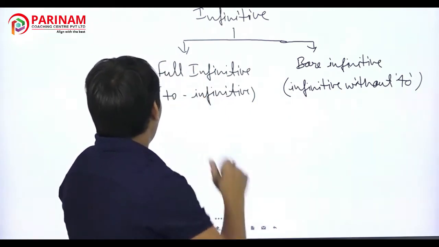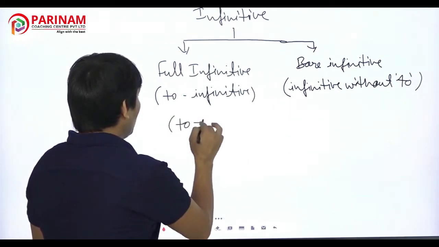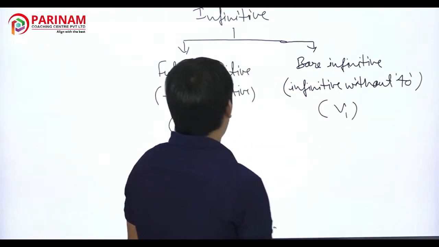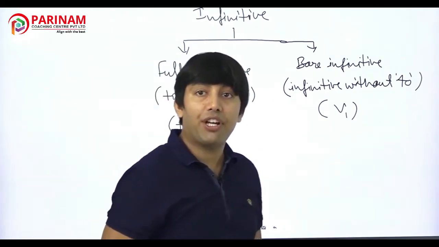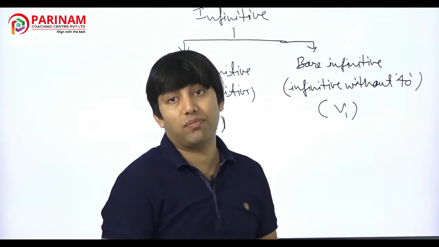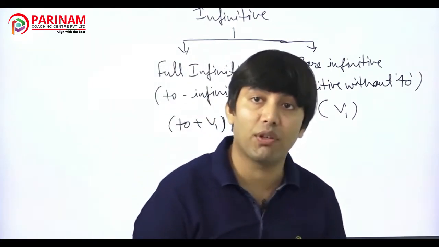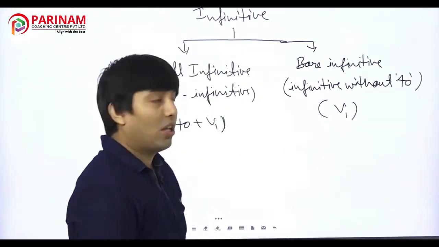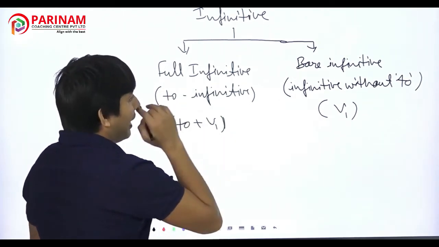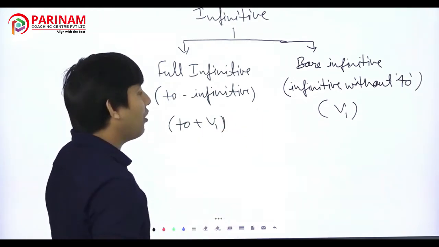So full infinitive is actually to plus V1, and bare infinitive is just V1. Whether it is full infinitive or bare infinitive, they are actually the method of using the first form of the verb. Sometimes we write to plus V1 and then we call it full infinitive or to infinitive. And sometimes we write just V1 and we call it bare infinitive or infinitive without to.